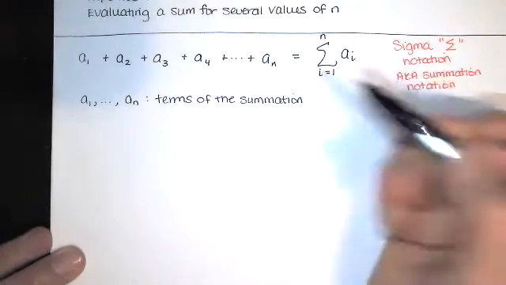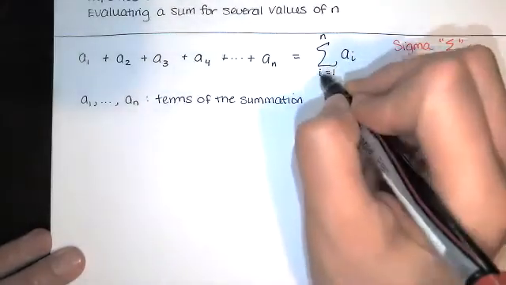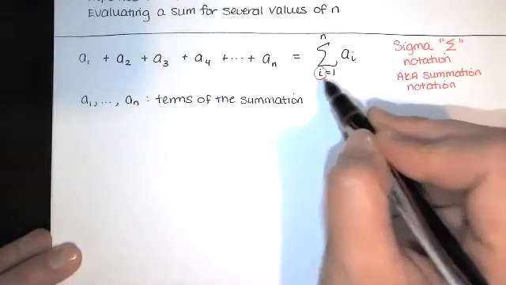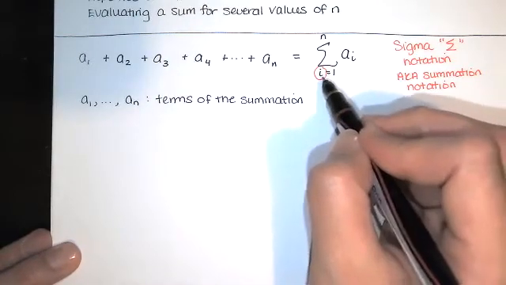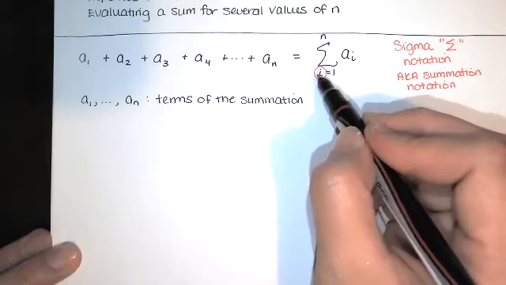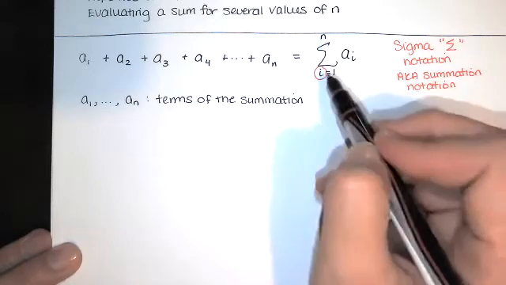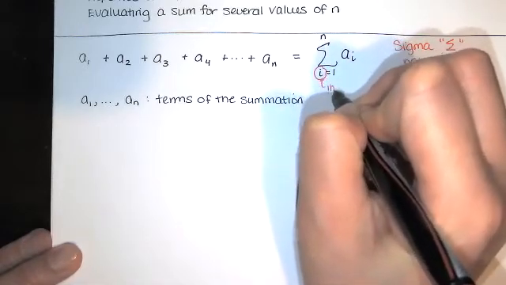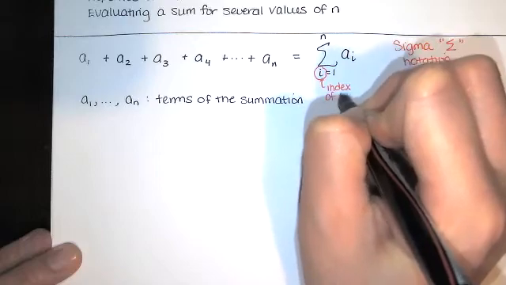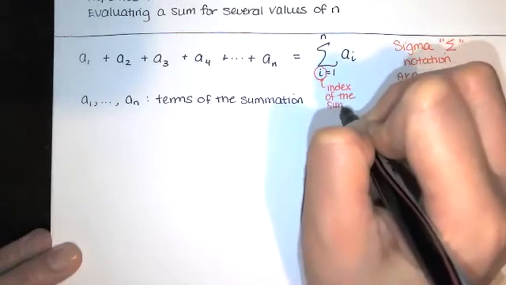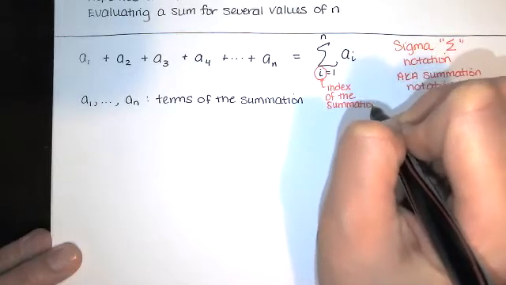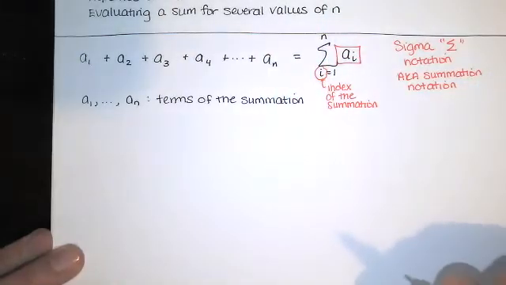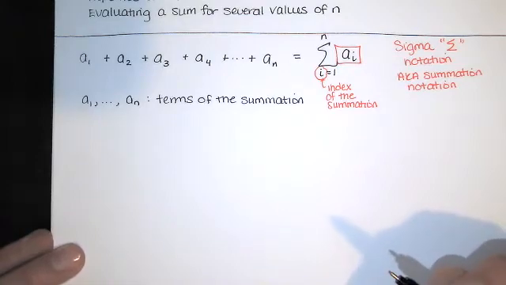This letter i is sort of a dummy variable. It's just a symbol, it's a placeholder. We're going to substitute i equals 1, i equals 2, i equals 3, and we're going to stop when i equals n. This is called the index of the summation. A sub i right here, well, that's the ith term of the summation.